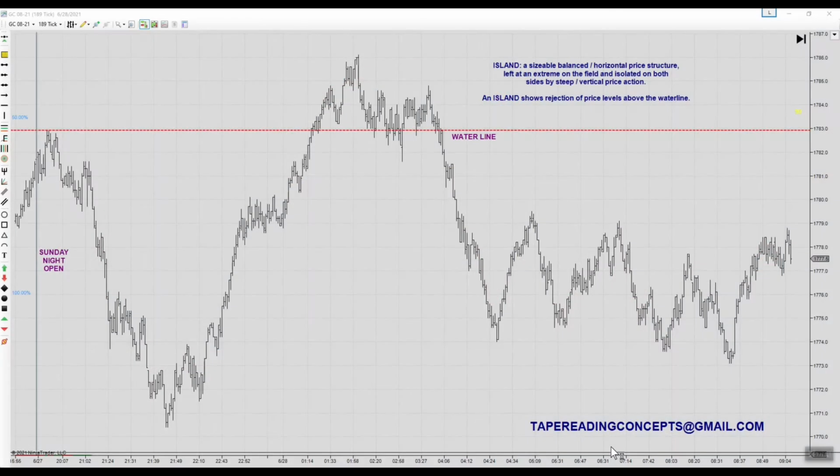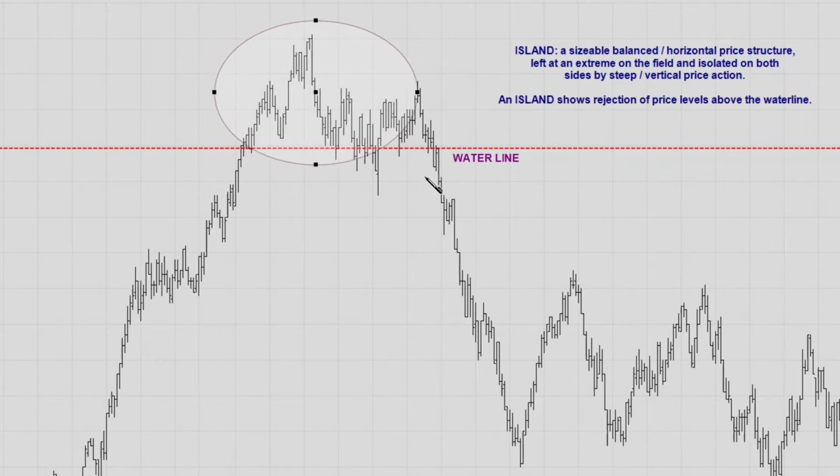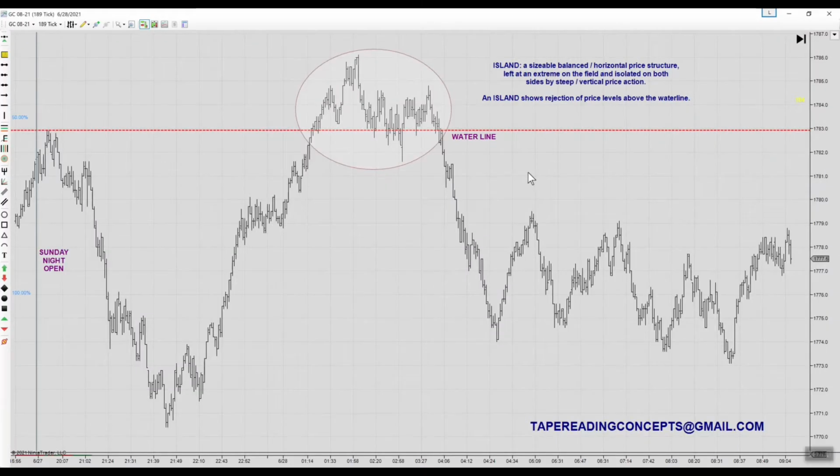It's tapereading concepts, and in this video we're discussing island formations. Our working definition: the island is a sizable balanced or horizontal price structure left at an extreme on the field and isolated on both sides by steep or vertical price action. The island shows rejection of price levels above the waterline. This is one example of an island. I'll go over another couple of examples and suggest potential opportunities around this price structure.